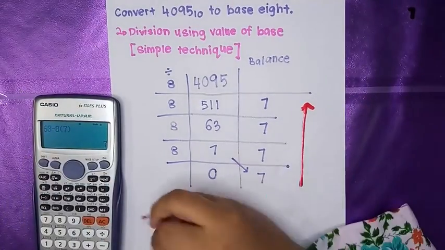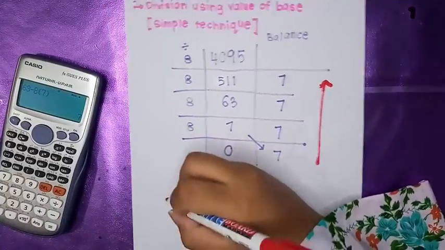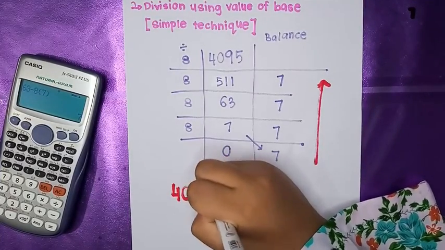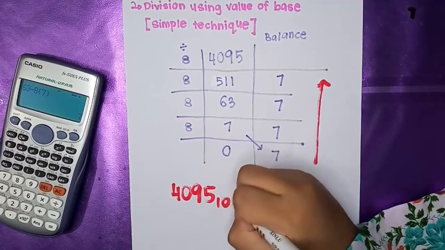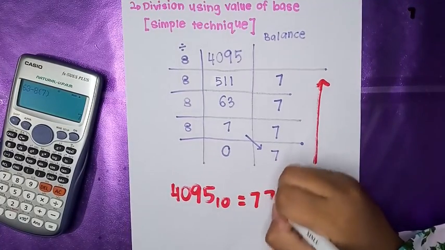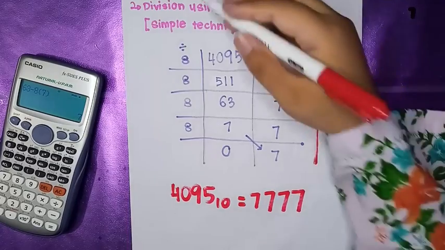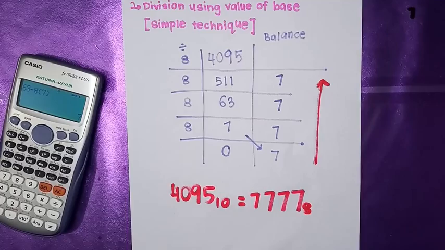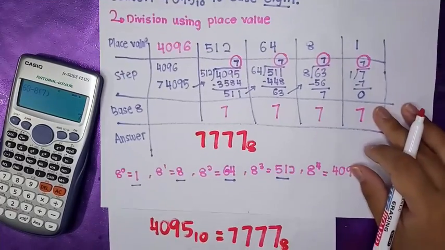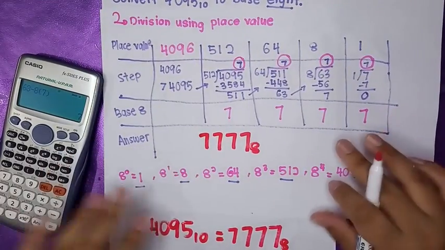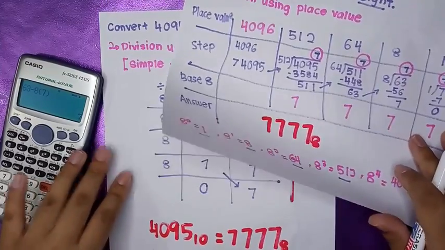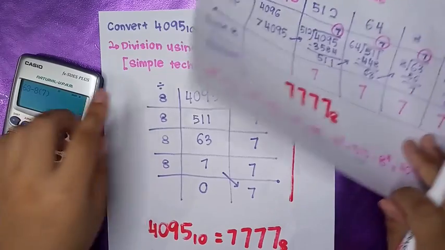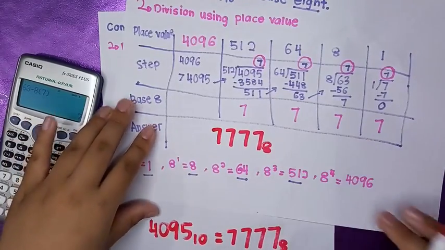4095 base 10 equal to 7777 base 8. It's the same as by using this technique. There are two techniques, which is division using place value and division using value of base, and we get the same answer.